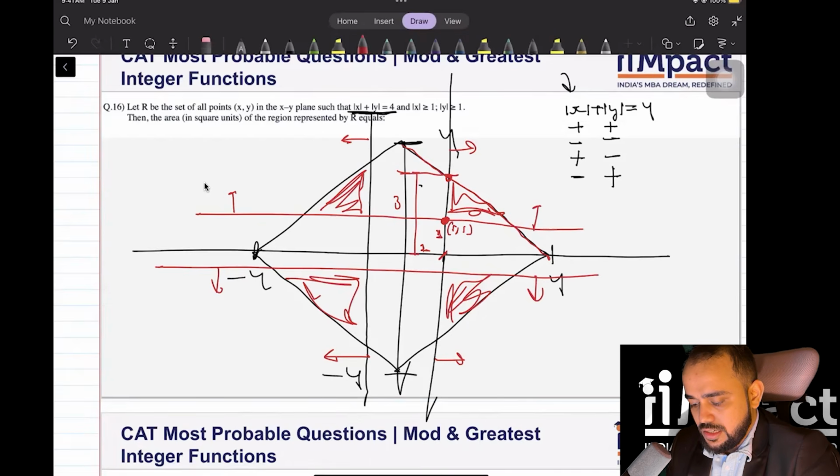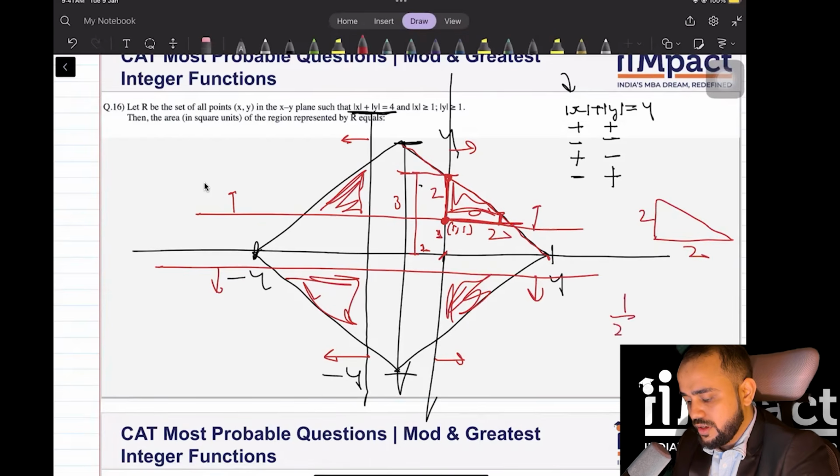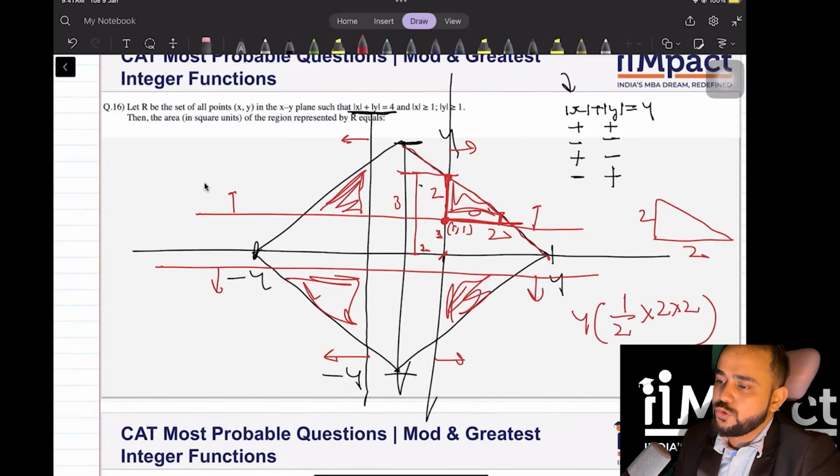So the distance between these 2 points is 2, and because the slope is 45, this is also going to be 2. So your triangle essentially is 2 height, 2 base. So your area for this will be half into 2 into 2, and you have 4 such triangles. So your area will be 4 into 4 by 2, that is going to be 8. So your answer is going to be 8.